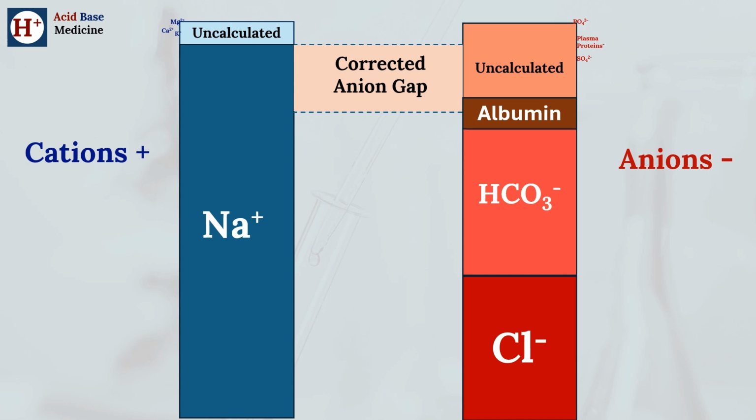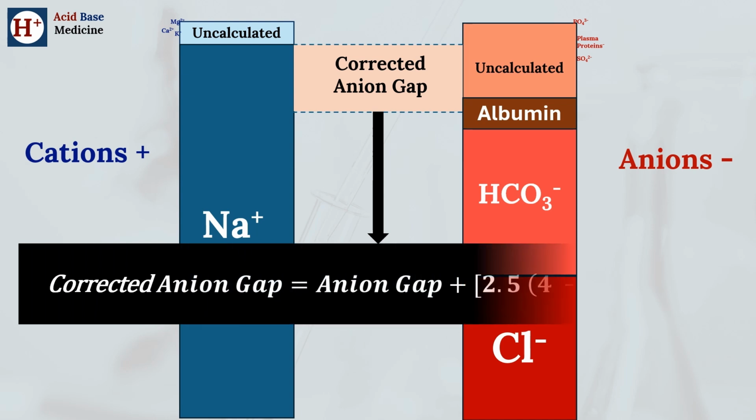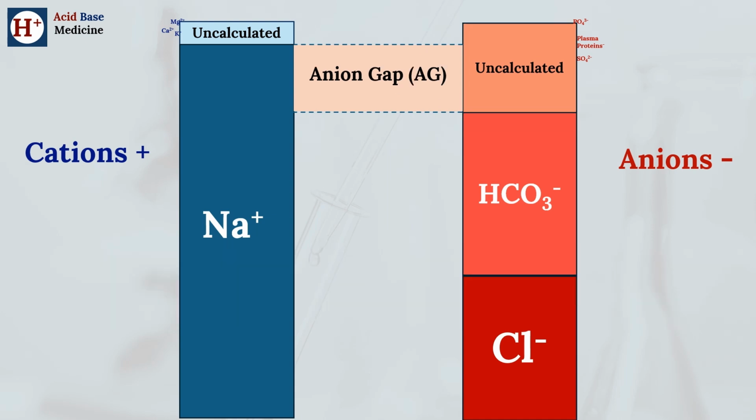To account for this, the anion gap can be adjusted for albumin levels using the following formula. Corrected anion gap equals anion gap plus 2.5 times (4 minus albumin). This adjustment is important because hypoalbuminemia can mask a significant increase in unmeasured anions, leading to an underestimation of the anion gap. Correcting for albumin ensures a more accurate assessment of the acid-base status.